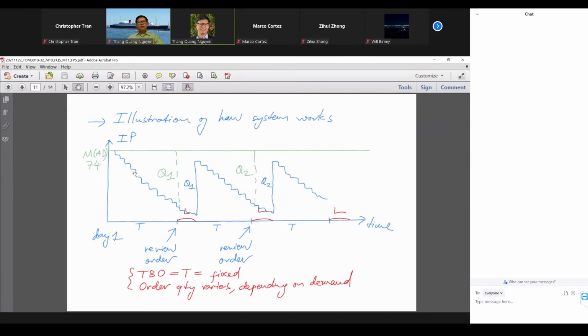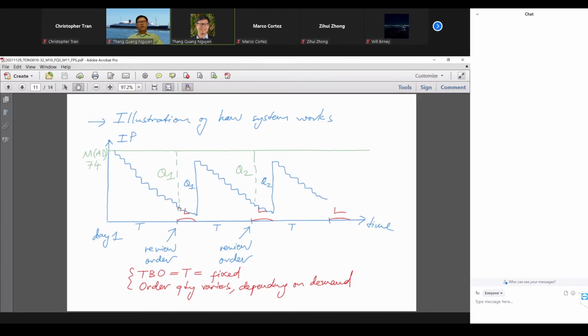Then over time, the customer will come and buy, so our stock will go down day by day. The steps that you see here should not be even, because some days the customer buys a lot, and another day the customer buys little, right? So the steps going down here are not even.